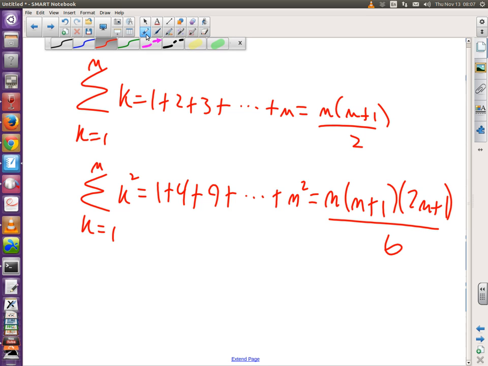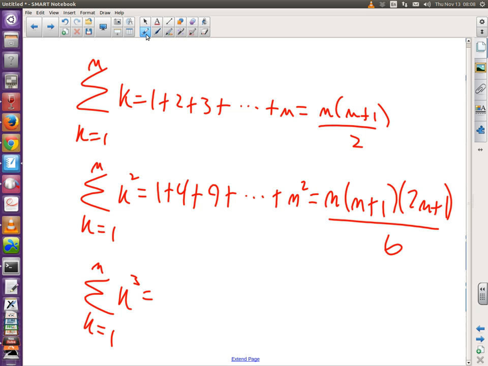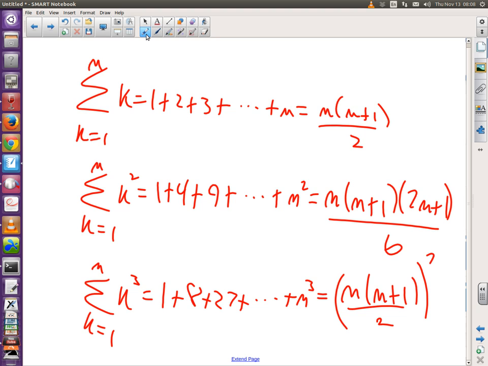Tune into pre-calculus screencasts. How about this one? 1 plus 8 plus 27 plus all the way up to wherever you want to stop. Believe it or not, is this weird? Are you ready? As it turns out, that's true. It's the square of the first sum. All right, so we're going to use that. Here we go. What about k to the 4th? Well, let's not go there right now.